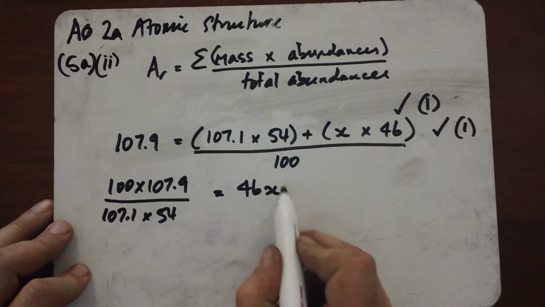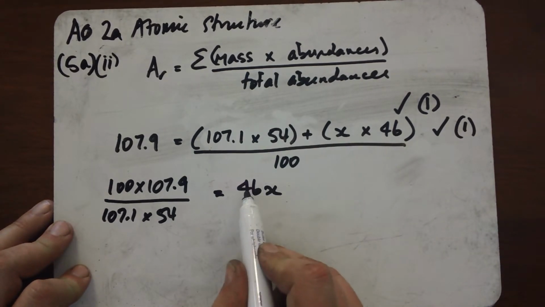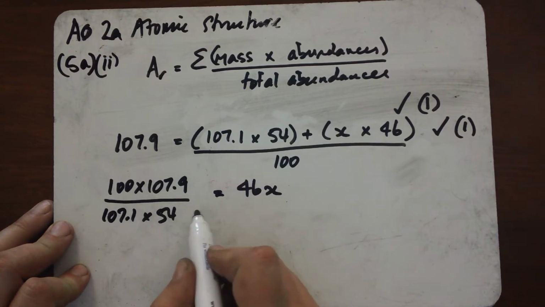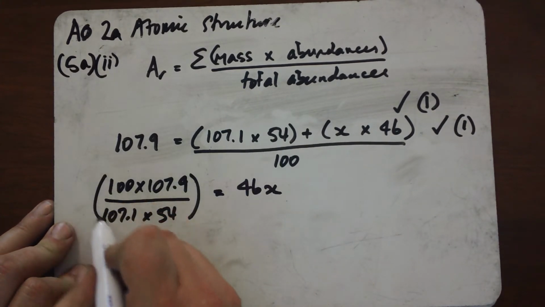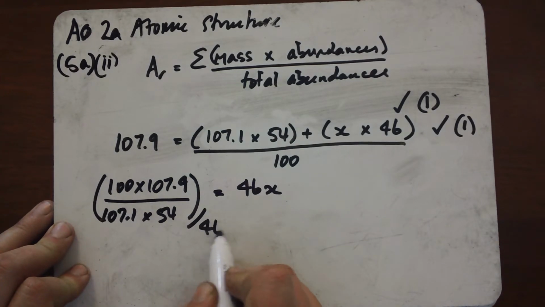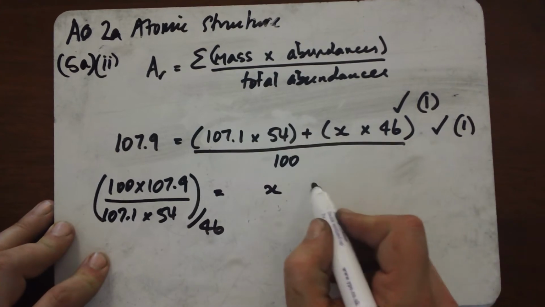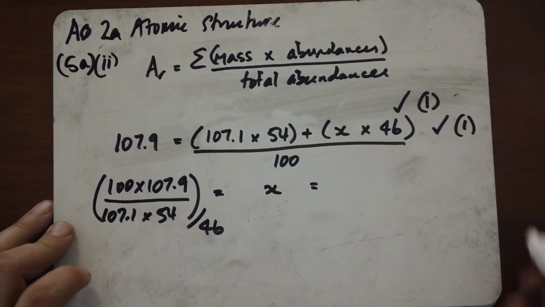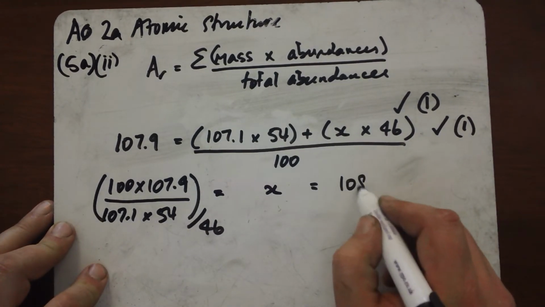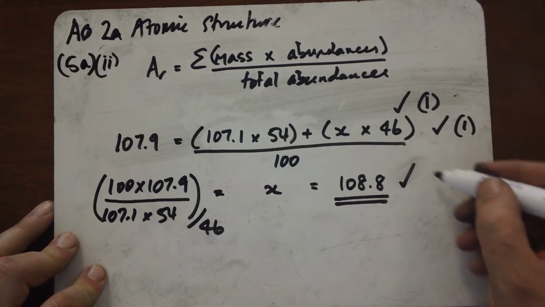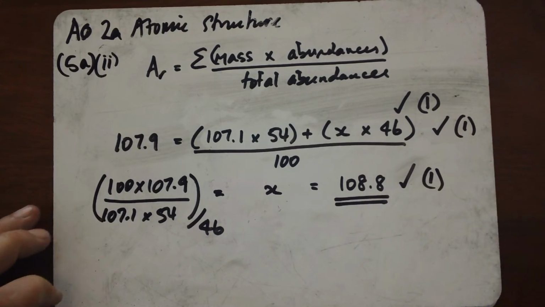Now we're trying to find out what x is, so instead of 46 times x, we divide both sides by 46. The whole of this will then be divided by 46, and we lose this. And then we can find out what x is, and the value of x, once you've calculated it, is 108.8, and you get 1 mark for that. Now it's 3 marks out of 4.